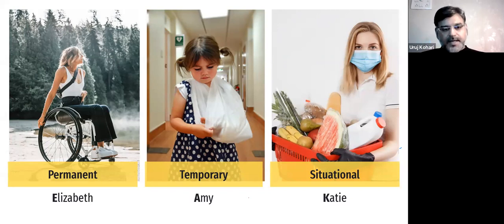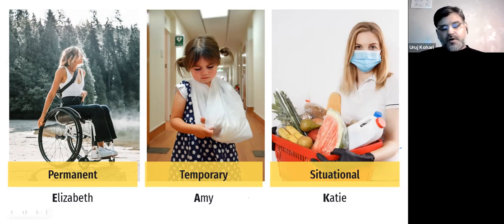Because at this point in time, even Katie will need some sort of assistance. Maybe she'll need text-to-speech, or speech-to-text input, because both her hands are tied up with whatever she's holding. Amy would need it for some time, and maybe later she may not. And Elizabeth might need it for a longer time.